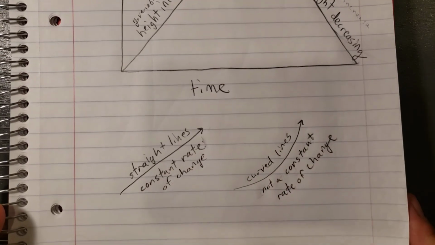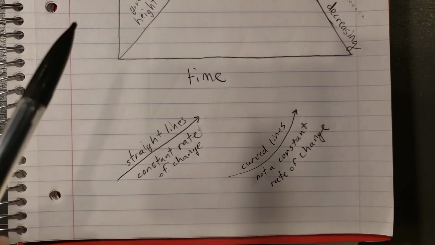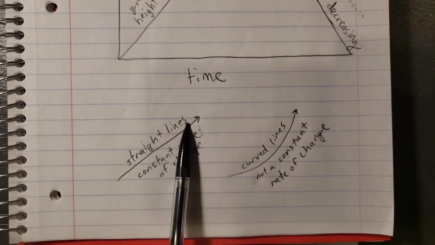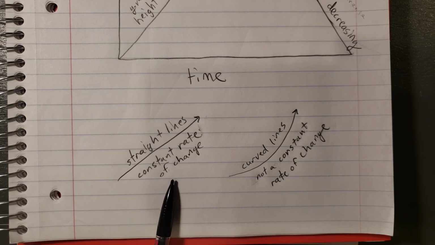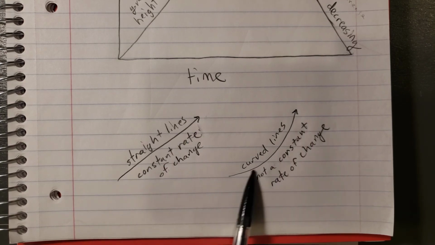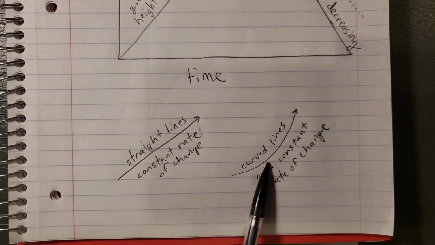And then we have another little part of the key down here. You might have to rewind and pause and go back to that and copy it down. Here, straight lines are always going to be constant rates of change. That's going to show you a constant rate of change. Curved lines are not a constant rate of change, and you'll learn that that's actually a changing rate of change, a double change. Holy cow. That's really exciting stuff, and you'll learn that in high school.